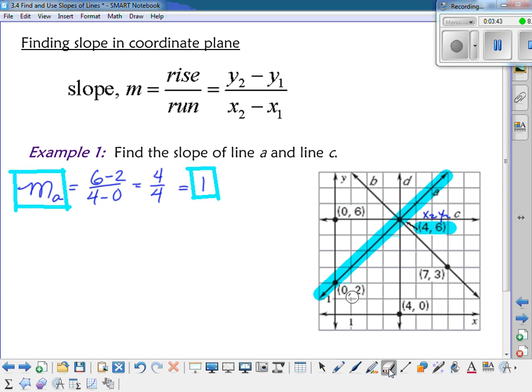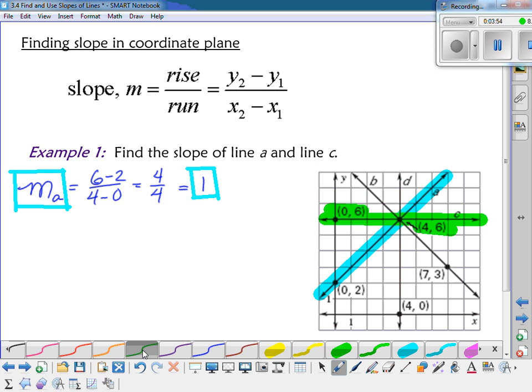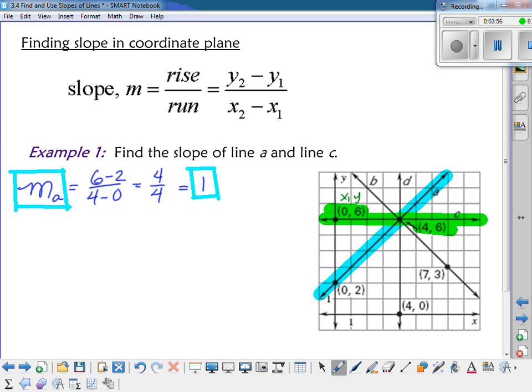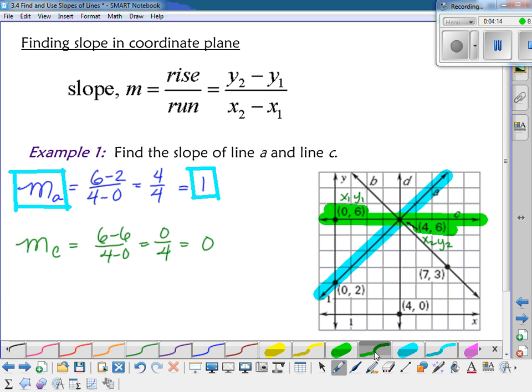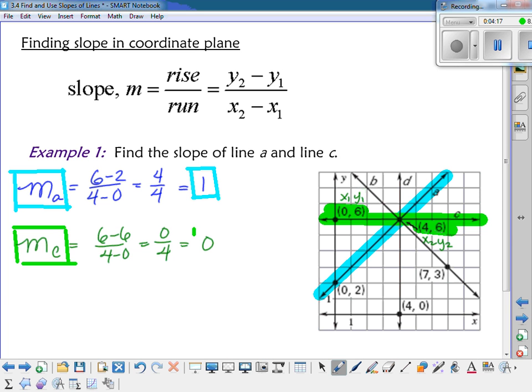Okay, now I'm going to look at line C. Line C is going through (0, 6) and (4, 6). So I'm going to let this be x1, y1, and let this be x2, y2. The slope of line C is going to be 6 minus 6 over 4 minus 0. 6 minus 6 is 0, and then we have 0 over 4, and 0 divided by anything is just 0. So the slope of line C is 0, which shouldn't come as a shock since it's a horizontal line.